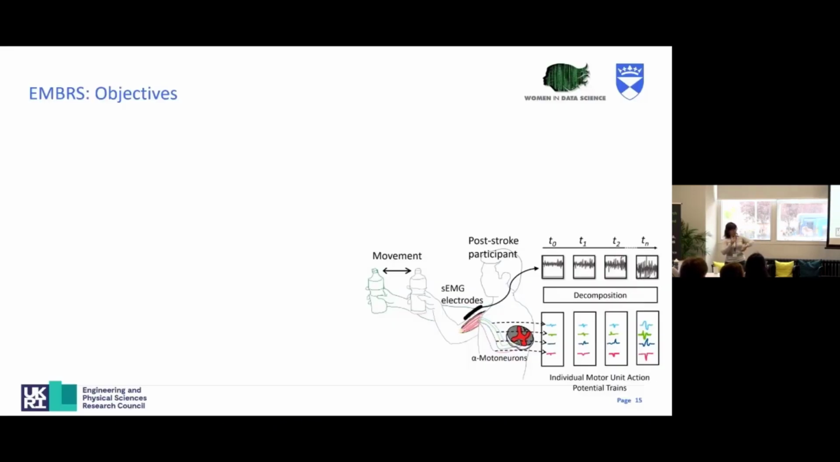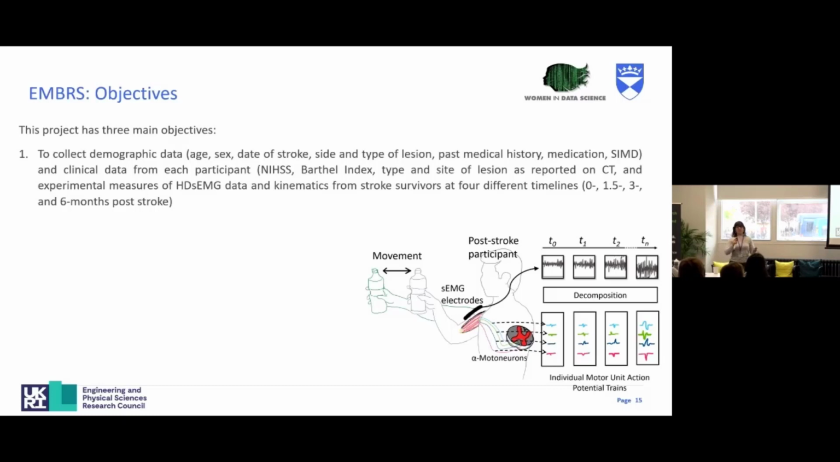So the objectives of this grant are mainly three. First, I'm going to collect all types of data that I can: demographic, experimental, and clinical. I'm going to be working with research nurses, both from Grampian and Tayside.